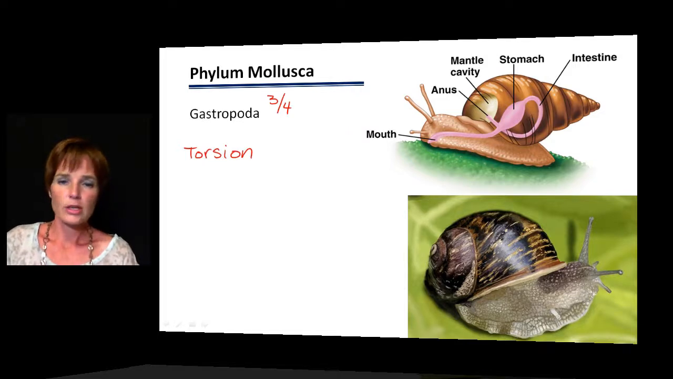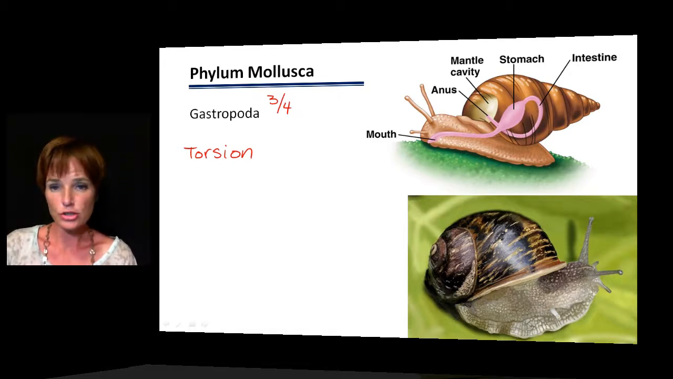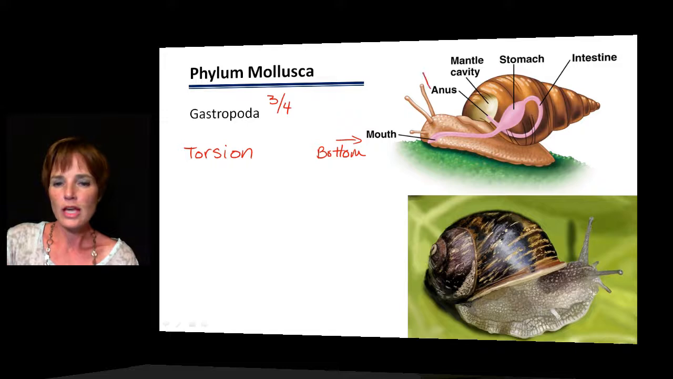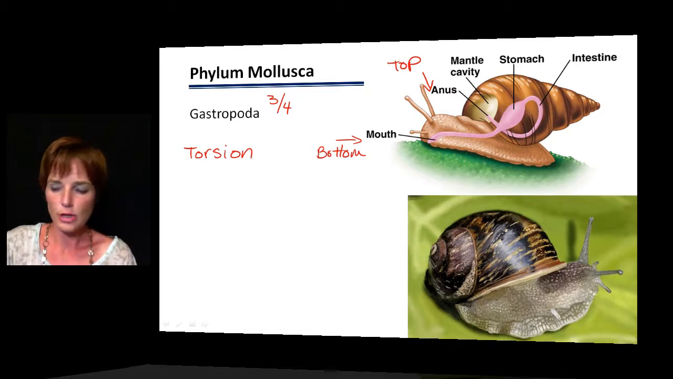Torsion, the word, implies some type of twisting. And this twisting really has nothing to do with the shell structure itself, but instead has to do with the digestive tract. There is a developmental process that takes place in the gastropods that causes, if you look here, the mouth to end up on the bottom, or below the anus, which ends up at the top. It is this inverting process that is the torsion we're referring to here. So this is unique, having the mouth be below the anus.